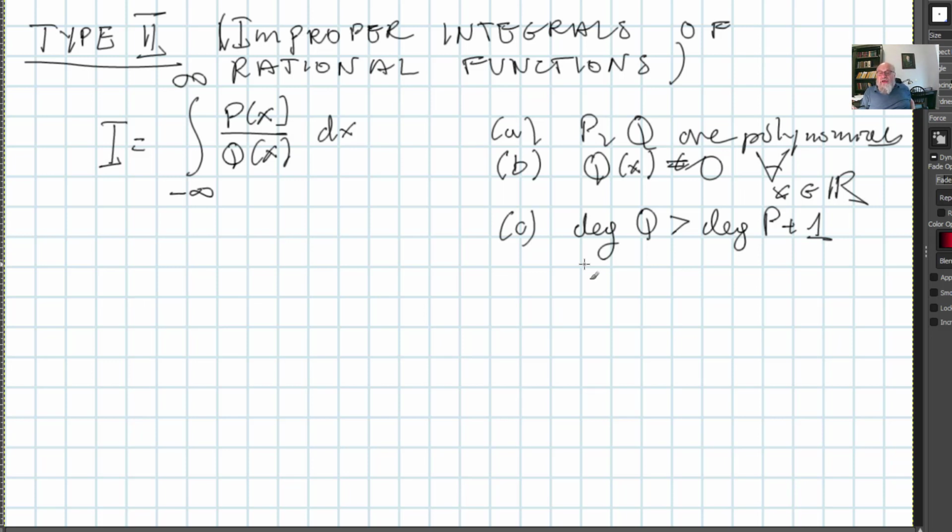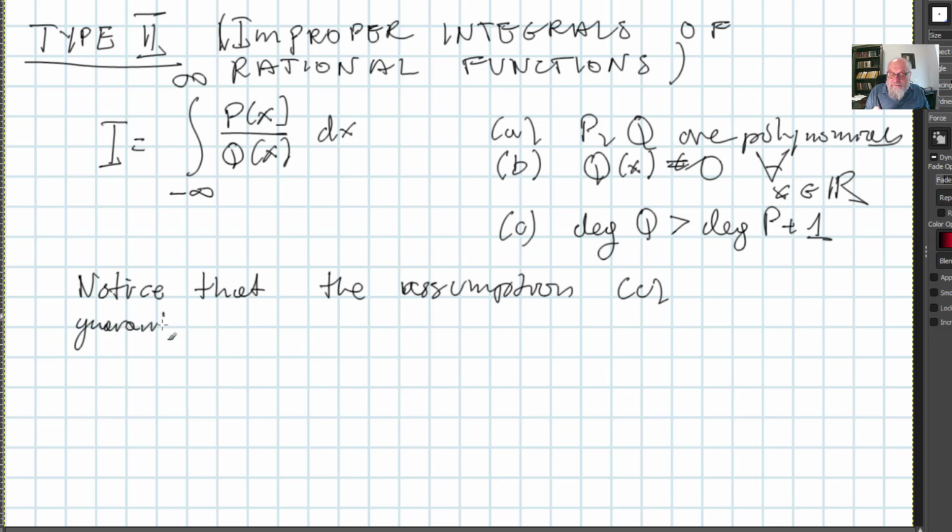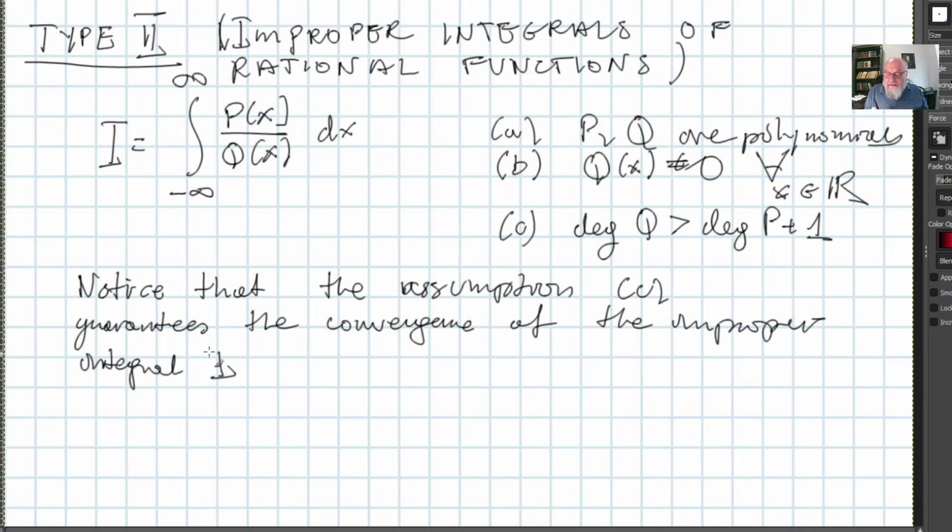Notice that the assumption C guarantees the convergence of the improper integral I. So it is actually convergent, that means that it's a number.